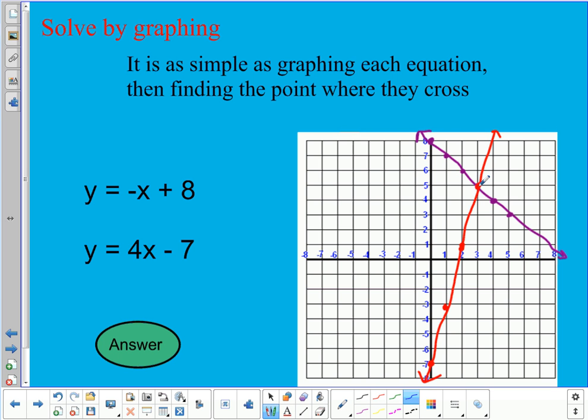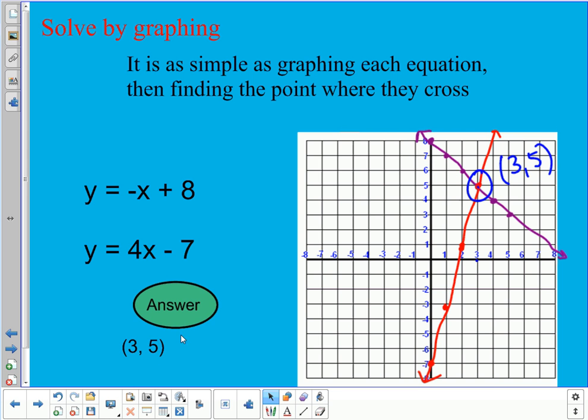Our point of intersection is right here. Now we just have to identify that point. And that point is over 3 and up 5, to the right 3 and up 5. So it's positive 3, positive 5 there. Let's just see if it matches our answer. And there it is. So positive 3, positive 5 is our solution.